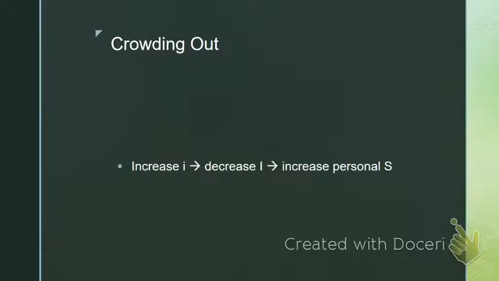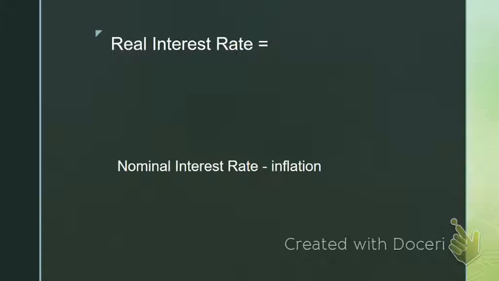We have an increase in interest rates, which decreases investment, increases personal savings. Right? It decreases investment, increases personal savings. Crowding out. Real interest rate is equal to the nominal interest rate minus inflation. That's how you figure the real interest rate.